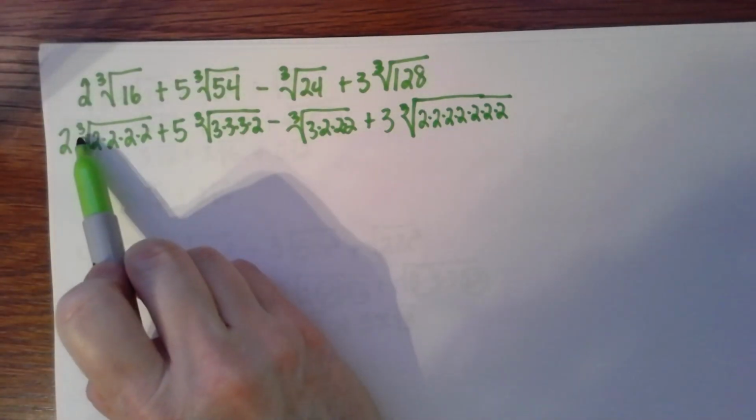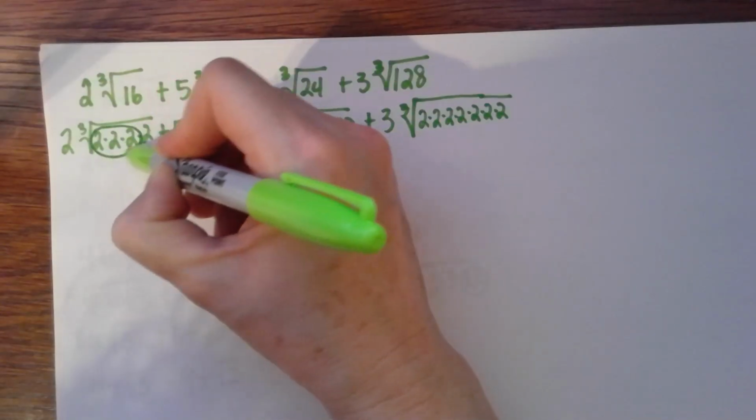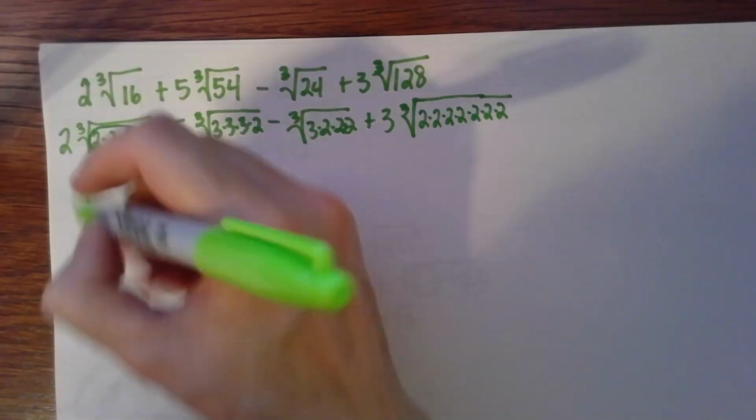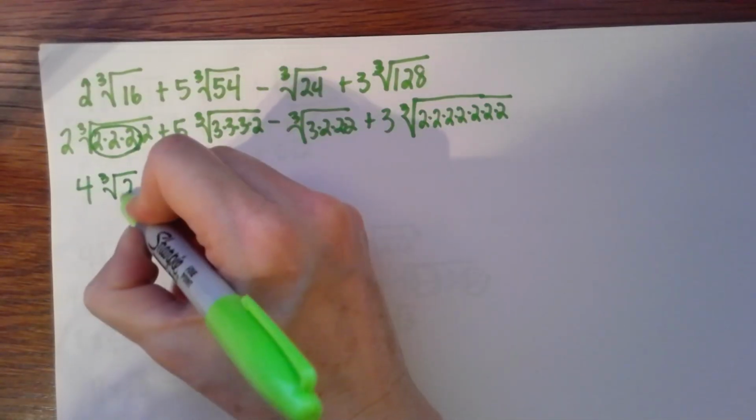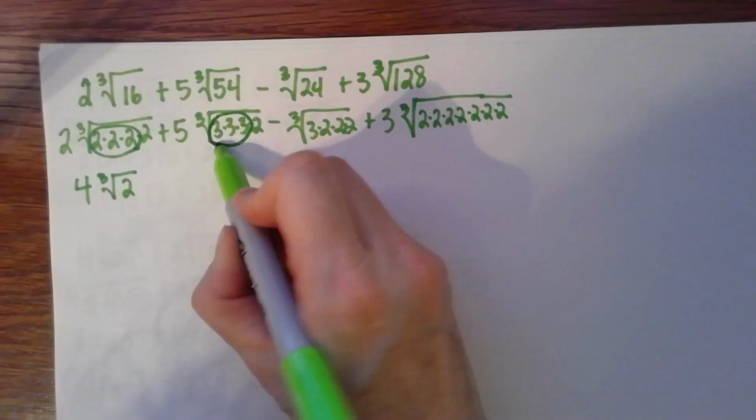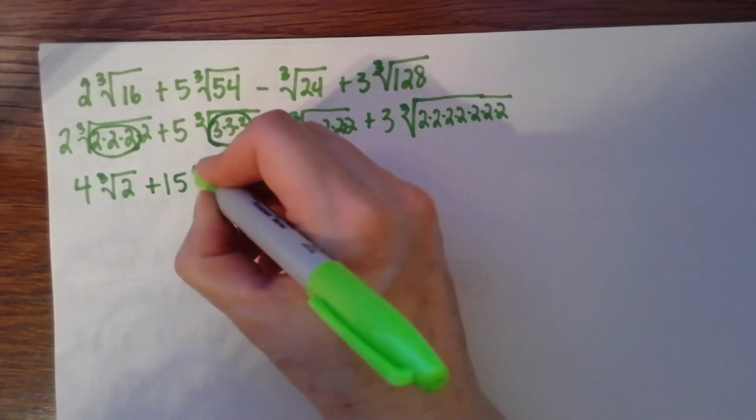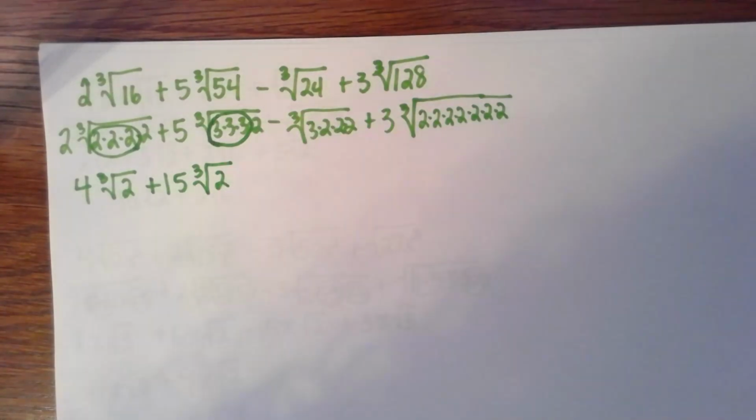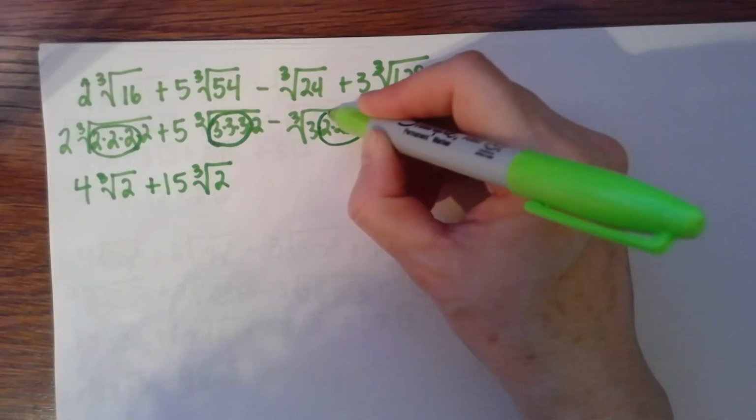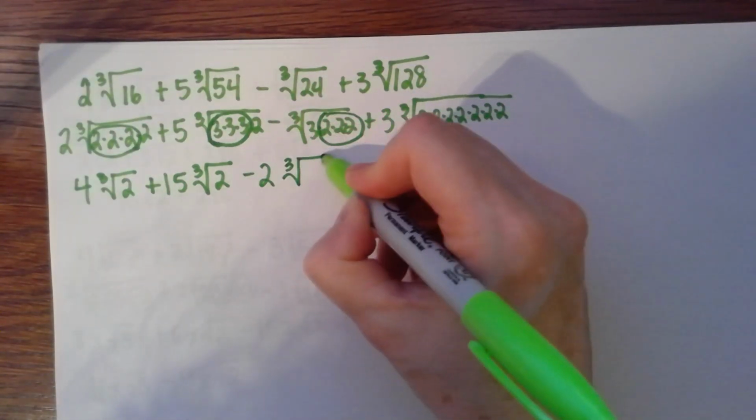All right, we're doing cube roots, so we got to look for groups of 3. There's 3 2's, so we can bring that out. 2 times 2 is 4. And then we'll still have a cube root of 2. Okay, looking for groups of 3, we have 3 3's, so we can bring that out. 5 times 3 is 15, and we'll have the cube root of 2 left. Looking for groups of 3, we've got 3 2's, so we can bring that 2 out, and we'll still be left with the cube root of 3.